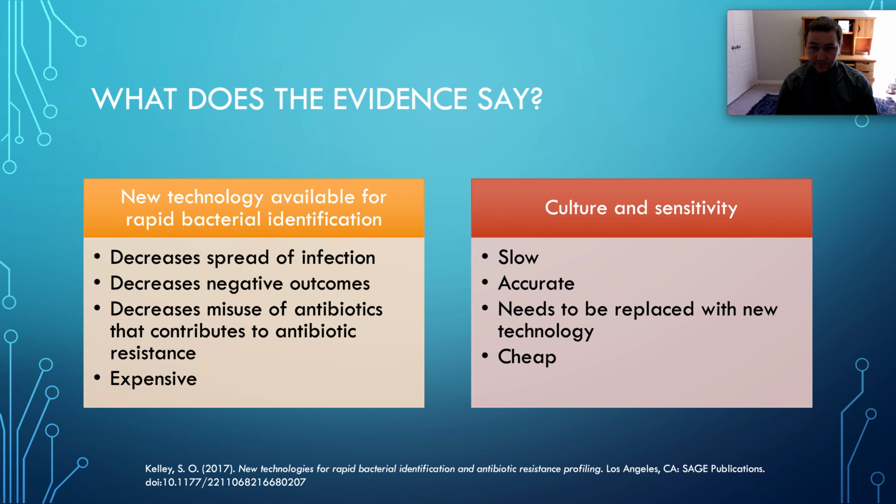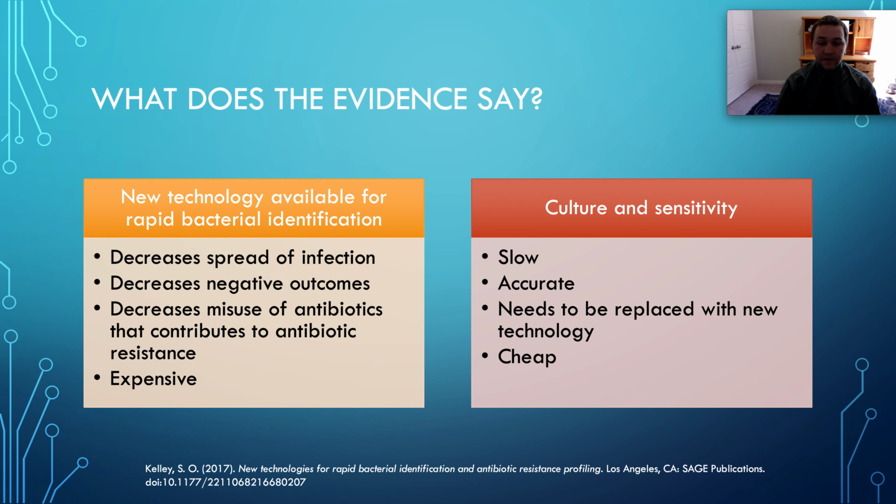But the culture and sensitivity, the old-fashioned way, putting it on a petri dish and growing it out, is slow. It can take 2 to 6 days sometimes. It is very accurate though, but it needs to be replaced with newer technology. The culture and sensitivity is out of date, but it is cheap. Facilities like it because it's cheap and accurate, but the patients are at risk with this.